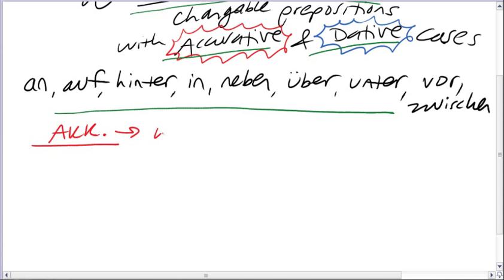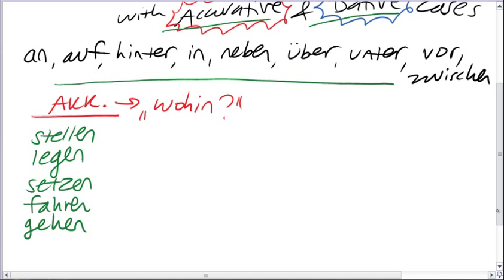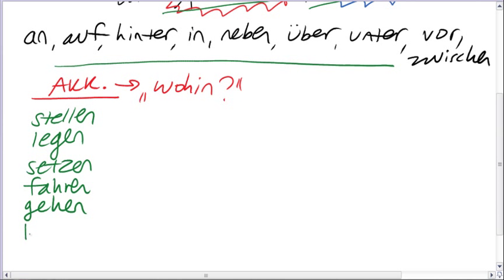These are verbs that you might use in this context of Zimmereinrichtung that might flag the accusative case. In other words, they might ask, wohin? The question, where to, right? So where is something going, for example, in a room that you're putting together? So, for example, stellen, legen, setzen, fahren, gehen, hängen. Put an asterisk by that for now. Okay, so those are wohin Verben.